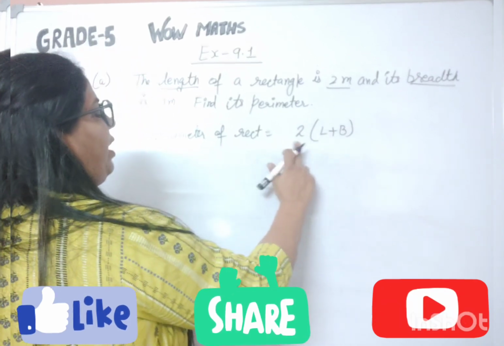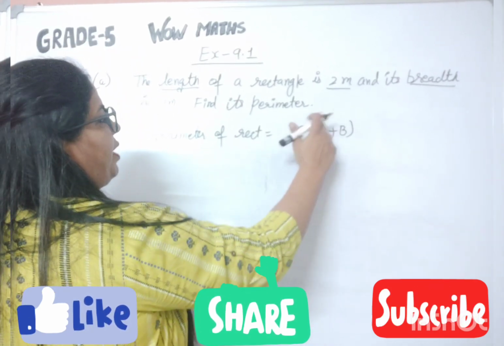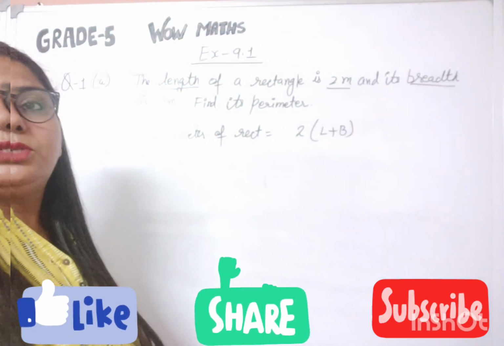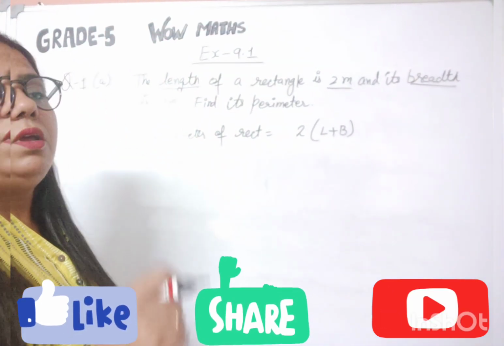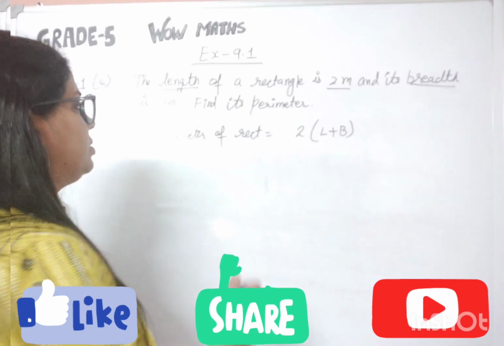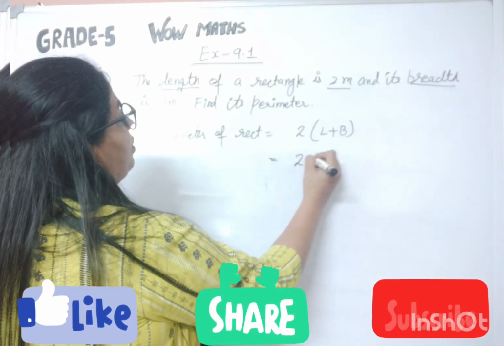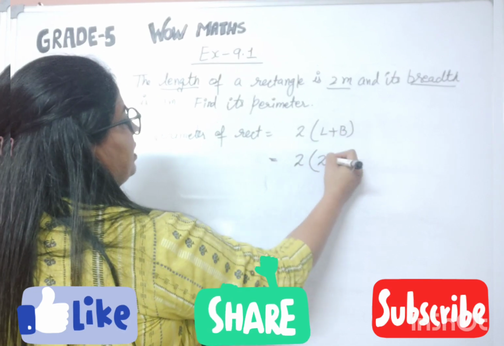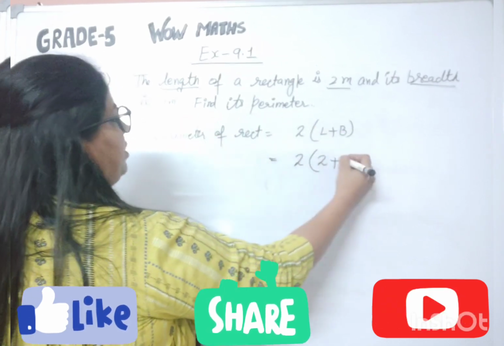When we don't have anything in between this number and the bracket, it means the number which is given outside the bracket is being multiplied with the numbers given in the bracket. Alright, so now we will put the values. So here the length is given as 2 meter, then plus sign, breadth is 1 meter.